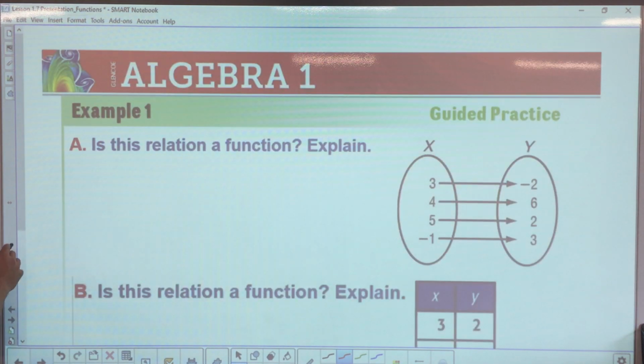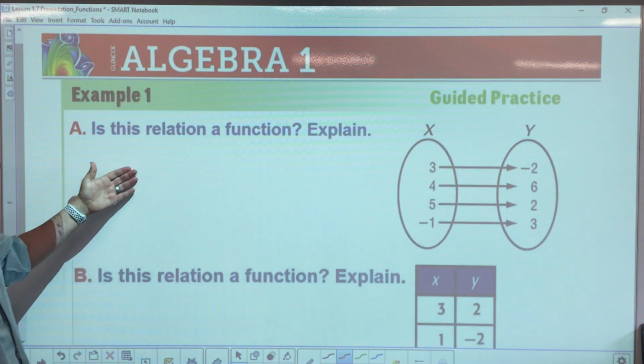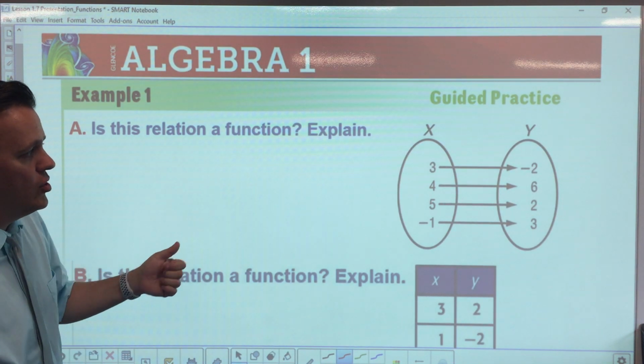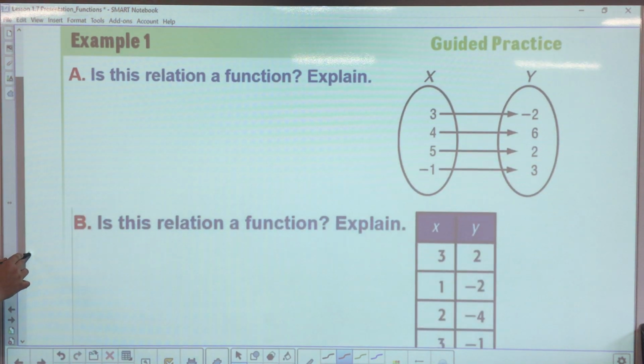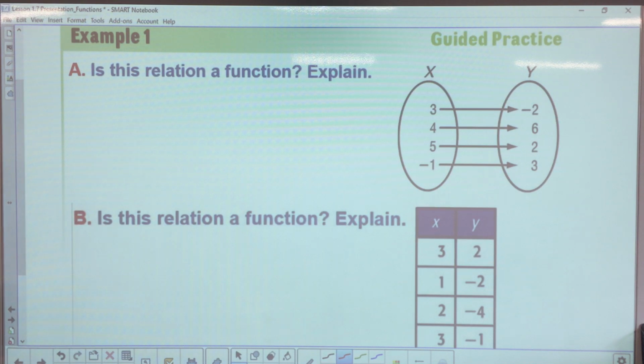All right, so let's talk about this guided practice. Is this a function? Okay, you guys look at it. Let me know what you think, and we'll go from there.